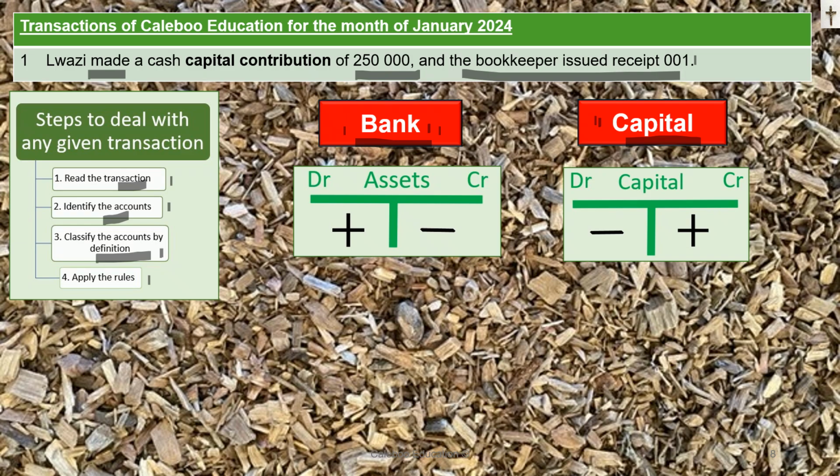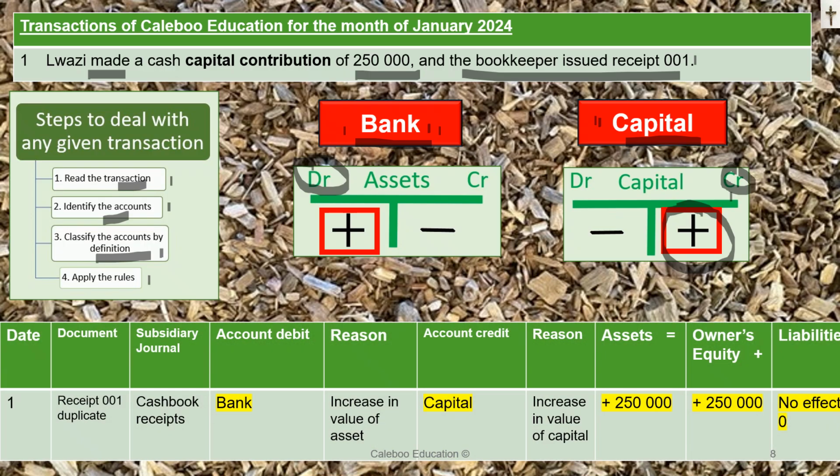Bank is an asset, and the rule says increase in assets, debit. Increase in capital on the business's books, credit. So we're going to have a debit and a credit. Then you're going to be required to show the effect on the accounting equation, AOL. Okay, increase in assets, debit. Increase in capital, credit. Now I'm interested here in account debit, account credit, and the AOL.